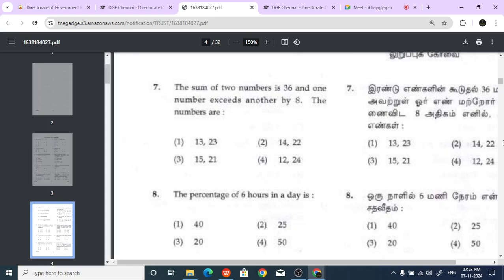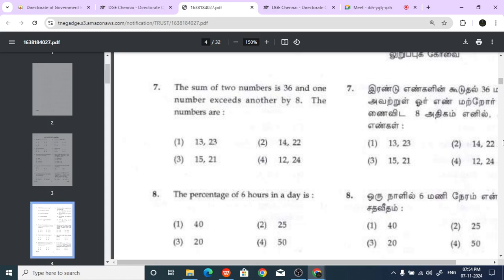In option 1, what is the difference? 13 and 23, what is the difference? Sir, 10. So that is 10, wrong. 14 and 22, what is the difference? Sir, 8. That is the right answer. The third option is 15 and 21. The difference is 6. 12 and 24, the difference is 12. So the second option is the answer. From the answer you can go.